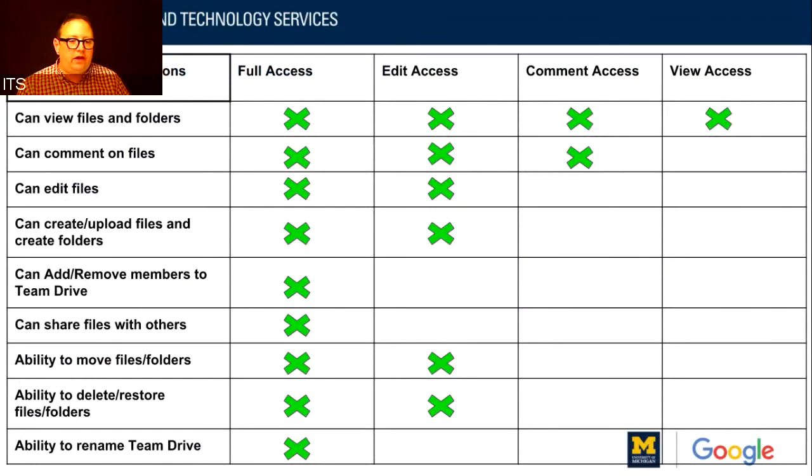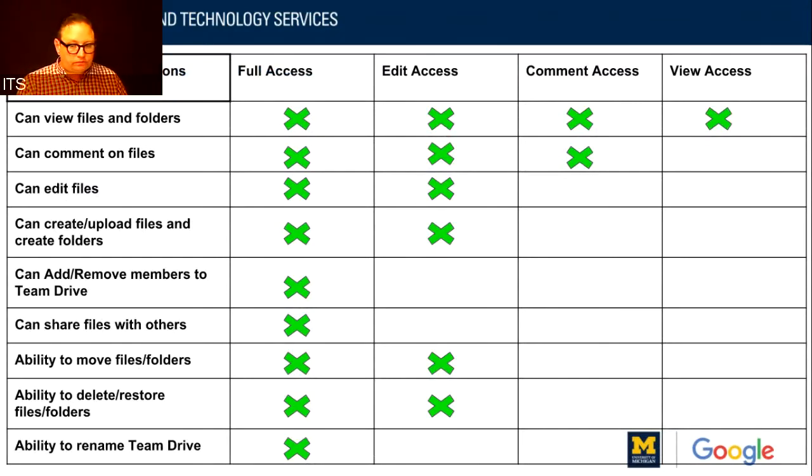So this is a little table of the various levels of permission and what people can or cannot do. You can see full access pretty much has everything. And we really recommend that full access is only given to folks who are in that management level of keeping that team managed appropriately. Edit access is really the best access for folks who are wanting to collaborate within a Google Team Drive. It helps in that they don't have the ability to delete, and so it makes sure that the data is retained.